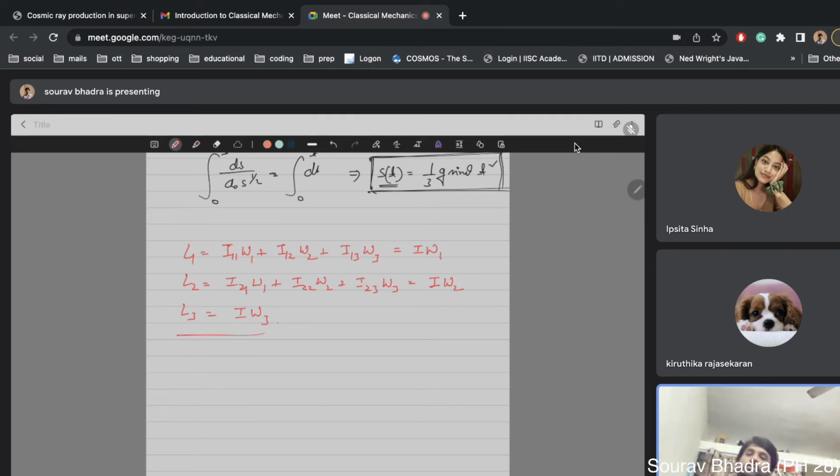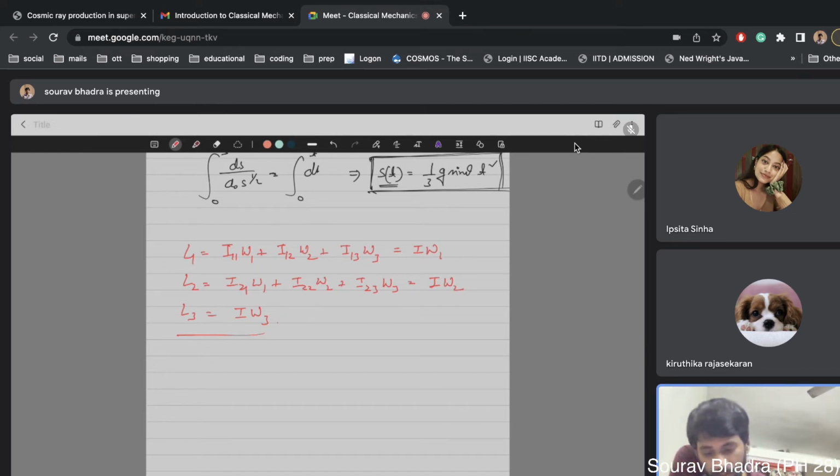Now suppose you are given a body, and body means object, and you have been asked to calculate what the principal axes of that body are and what the principal values of moment of inertia are. So we will calculate that for today.